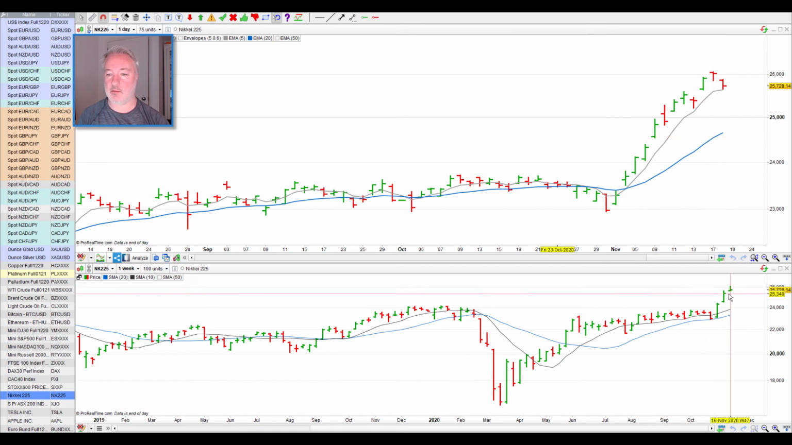Nikkei as well. So Nikkei might form a potential rejection candle there at 25,000. Nice round number. 26,000 even. And want to come back down to test prior resistance for support at 24,000, which is down here. Perfectly acceptable if it wants to do that.